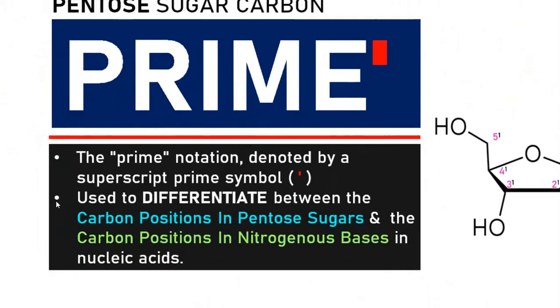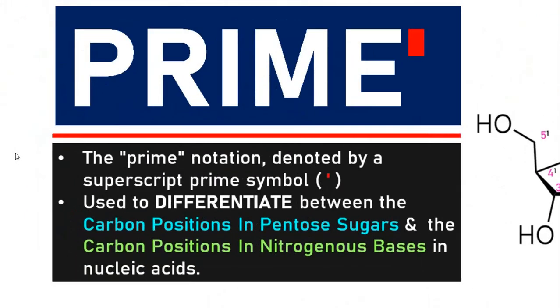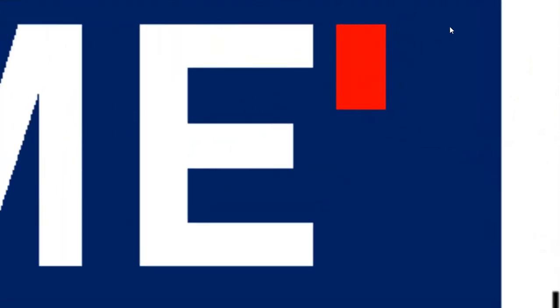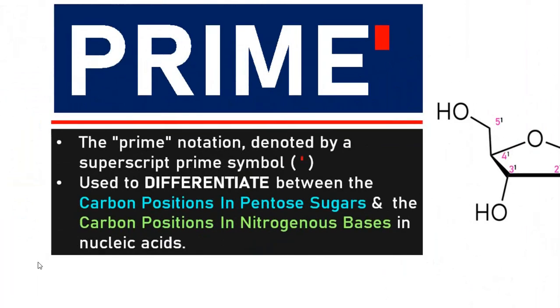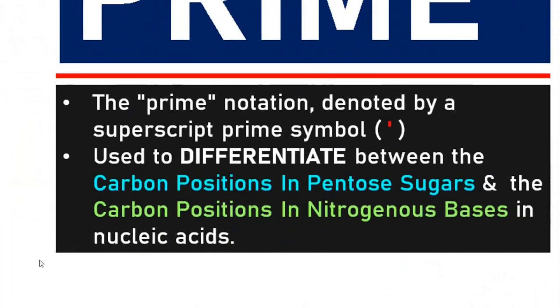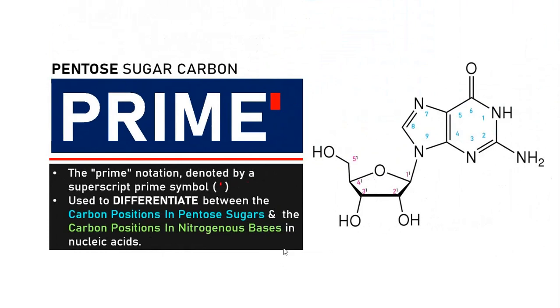For that, usually we use a specific notation called the prime. Usually this prime is denoted by a superscript, the prime symbol as a superscript. Then what is the main function of the introduction of this notation? Its main role is to differentiate the carbon positions in the pentose sugar from the carbon positions present in the nitrogenous bases in the nucleic acids.